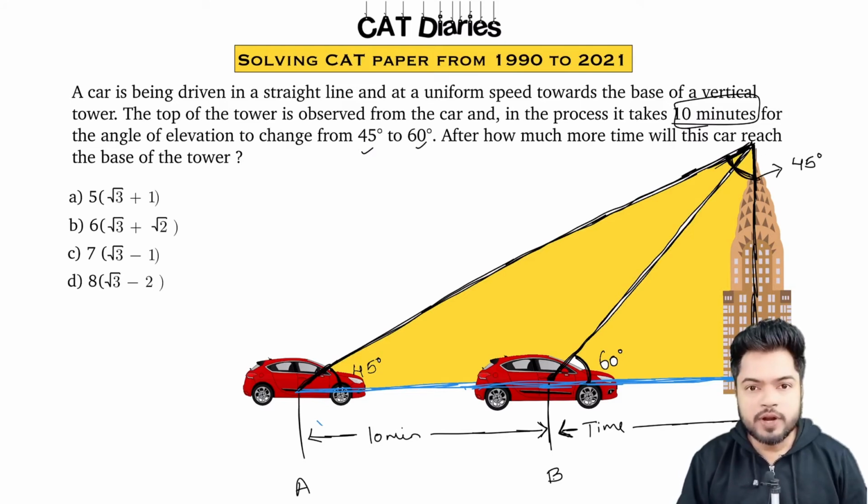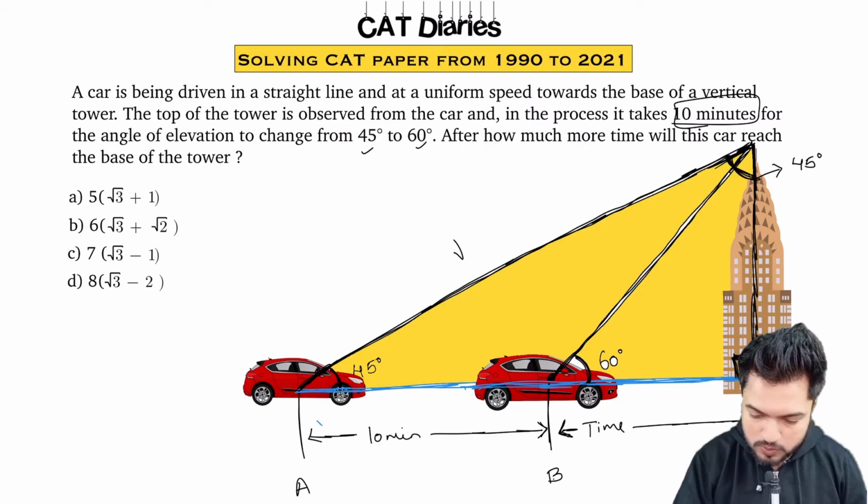What do you know about a 45, 45, 90 triangle? The ratio of their sides is 1 is to 1 is to root 2. Okay, so what is 1? The two sides that are 45 are 1. So this would be root 2, this entire side.